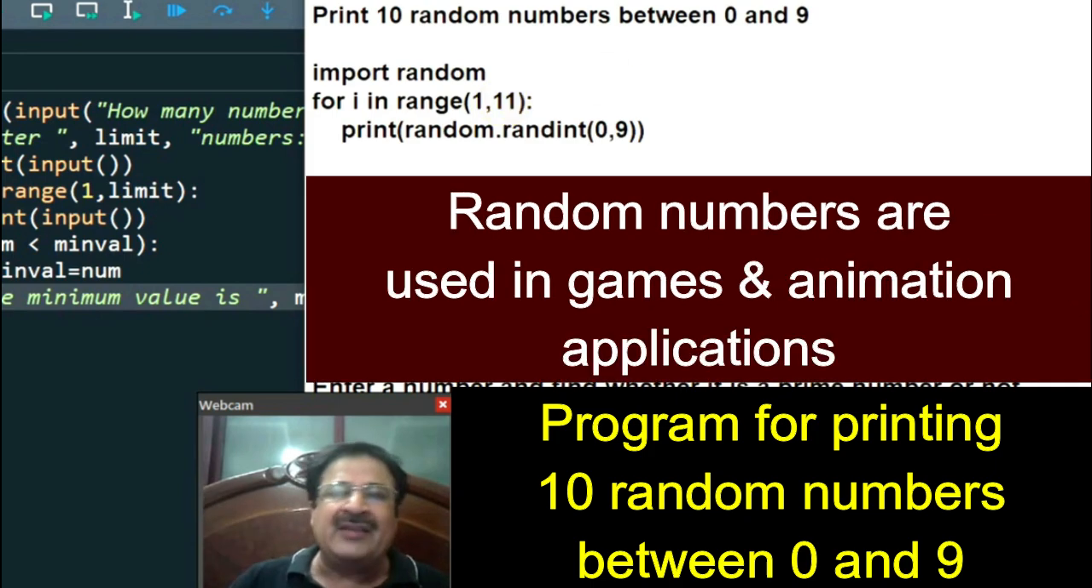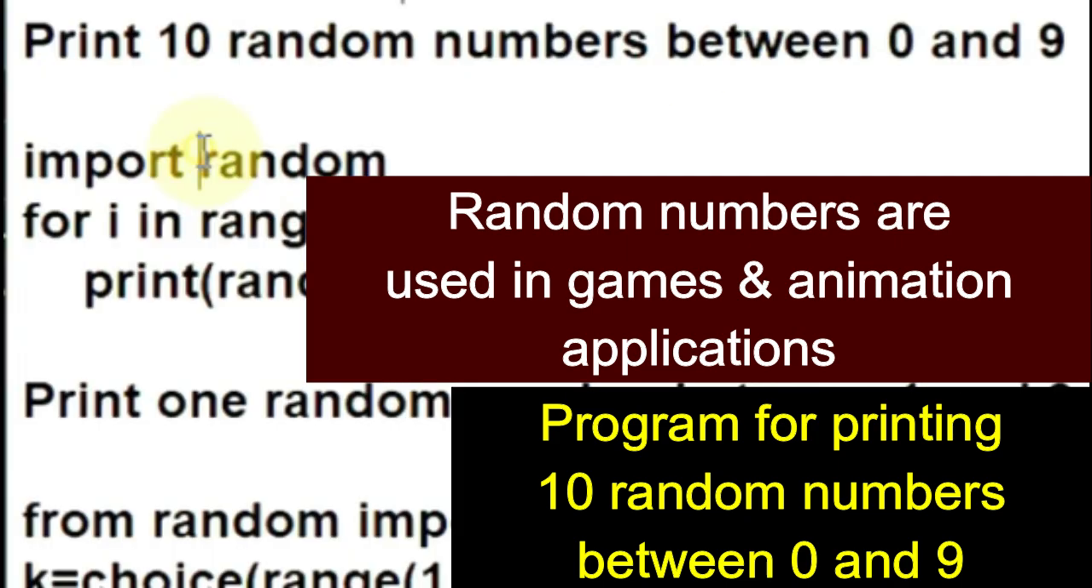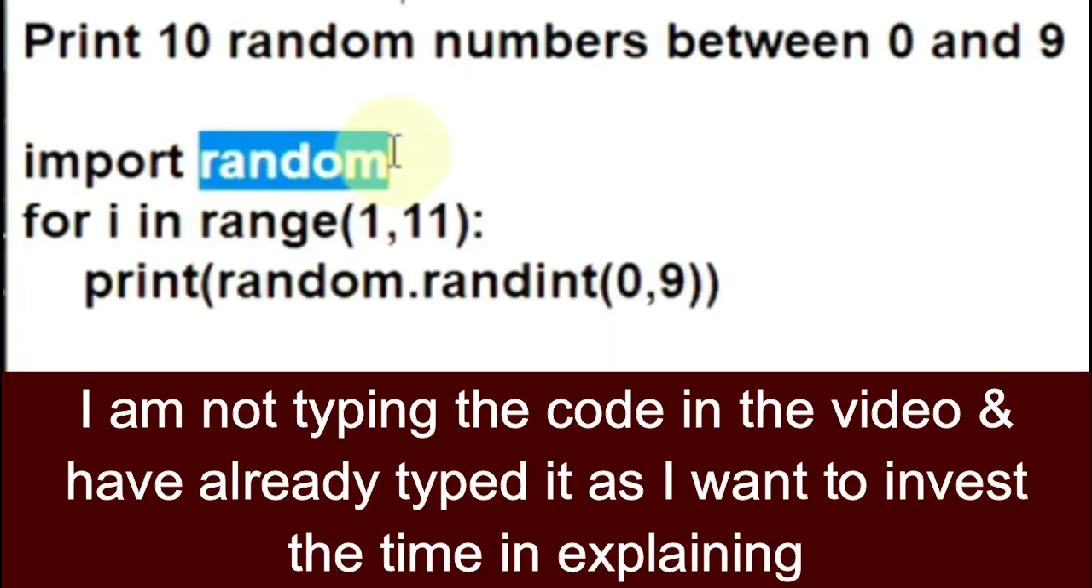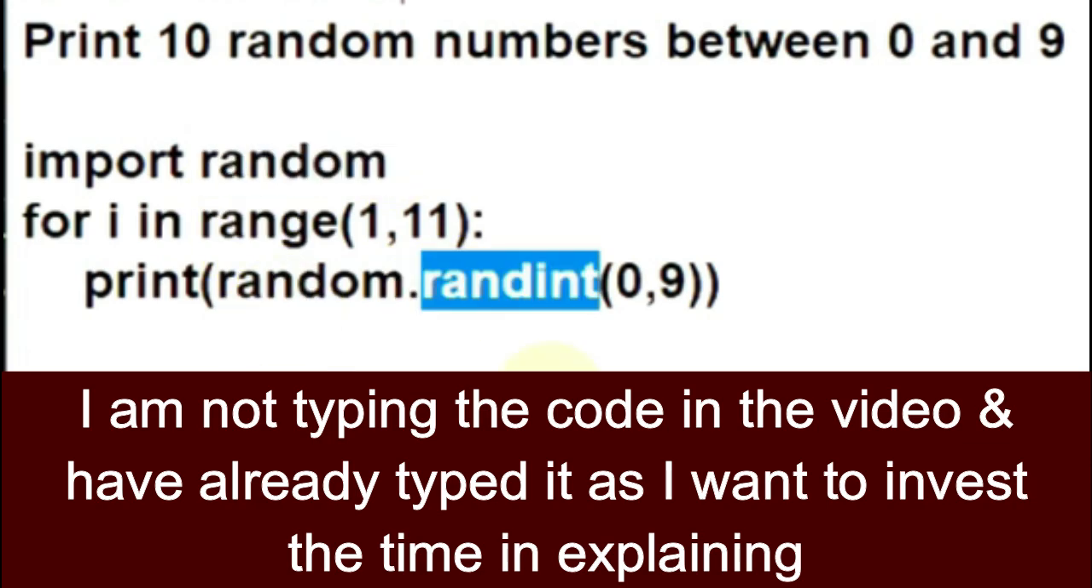Right now what I am making is a program to display 10 random numbers between 0 and 9. Let's understand this program first. I am importing the random module. Why? Because there is a method called randint in the random module.